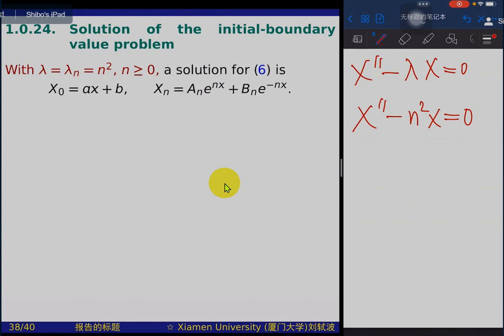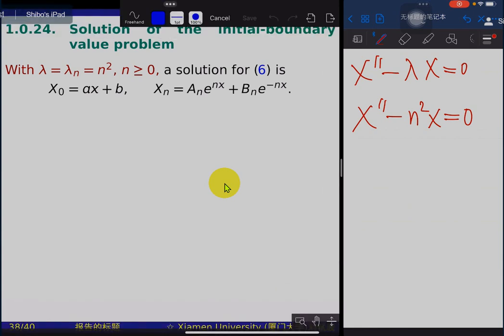Now, when n is non-zero, n is 1, 2, 3, and so on, the general solution is a linear combination of exponential functions. We denote it by xn. The coefficients of the linear combination we also denote by an and bn. We assume that they depend on n. Okay? Some students in their paper just write a1 and b1, or simply a, b. Okay, this is not a good idea. You should denote them by an and bn. They depend on n; for every n, you choose different coefficients.